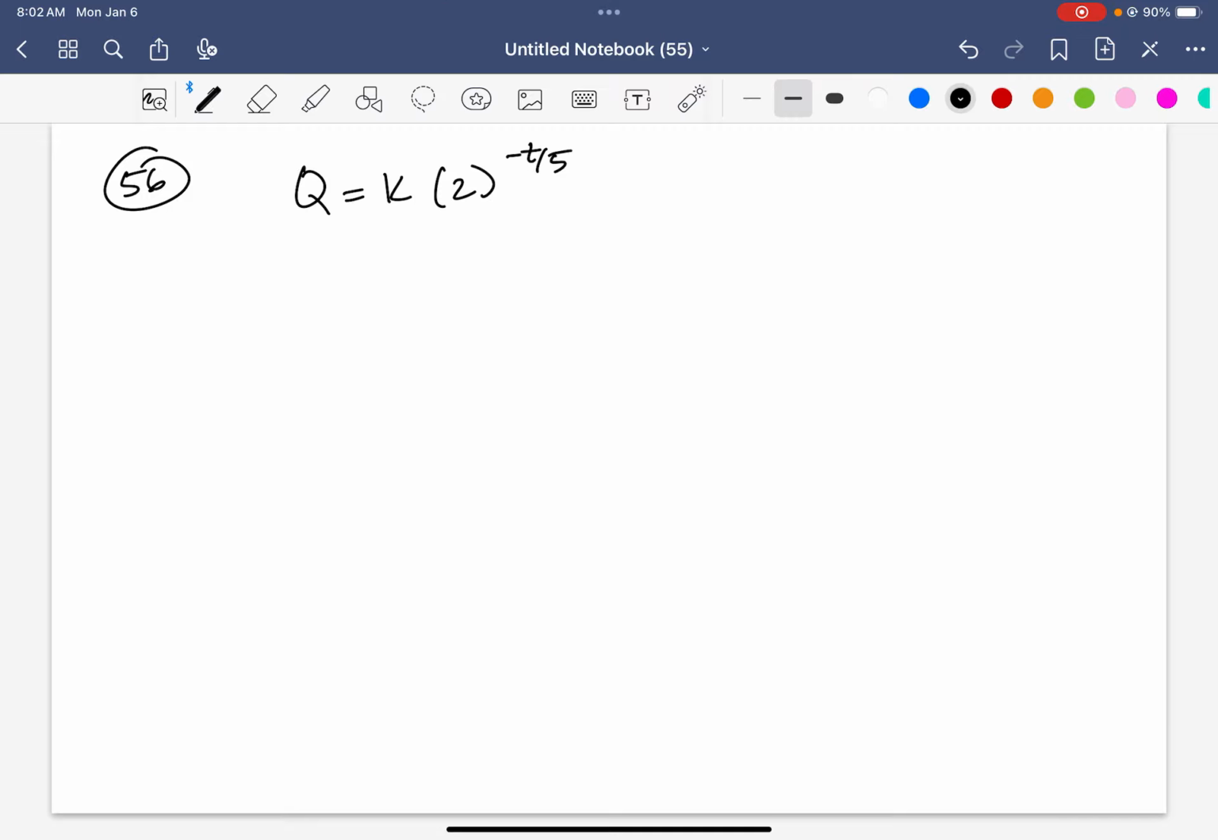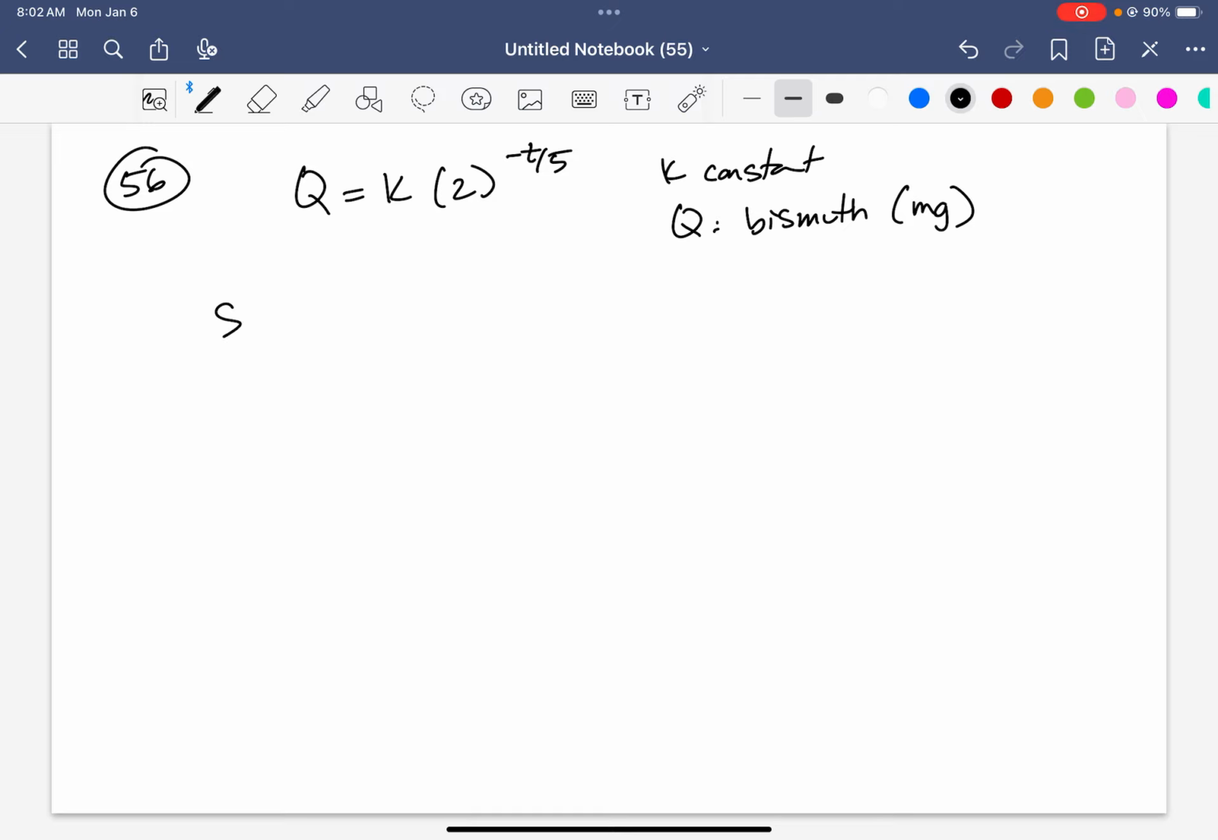Then when you're looking at 56, you've got Q is equal to K times 2 to the negative t over 5, where K is a constant, and Q is bismuth, which disintegrates according to this. We will say that this is milligrams again. K is a constant. Well, K is probably the initial amount, right? Note, that's probably Q naught, just so you know.